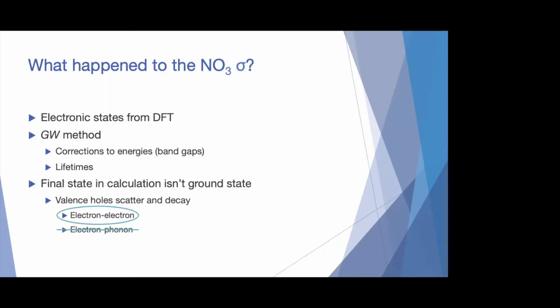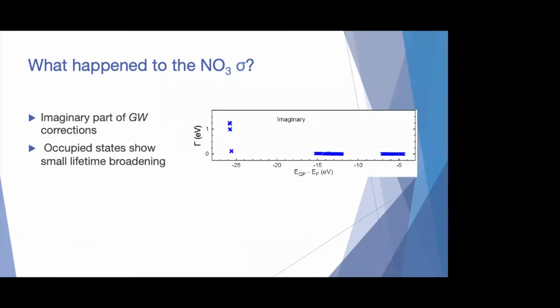So to see how that looks, we did GW calculations on ammonium nitrate, and now I'm showing the imaginary component of the GW corrections as a function of the band energy with respect to the Fermi level. All these band energies are negative, right? We're only looking at the occupied states. And by and large, the occupied states show very small lifetime broadening. Everyone's clustered down here at 0, with the exception of these states up here, which are in fact the nitrate sigma bonds.